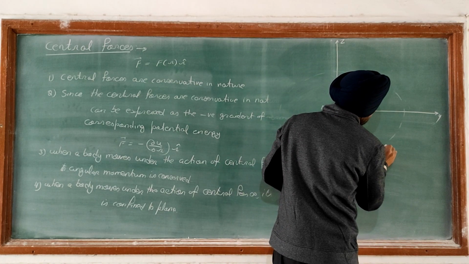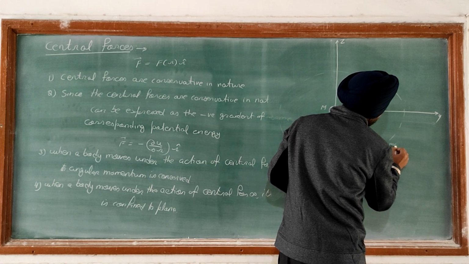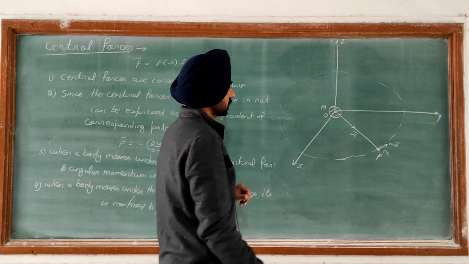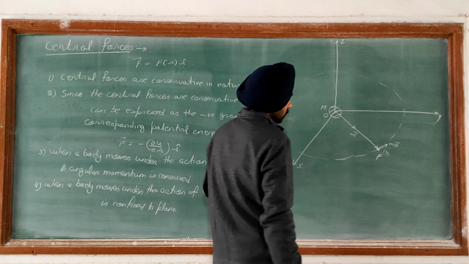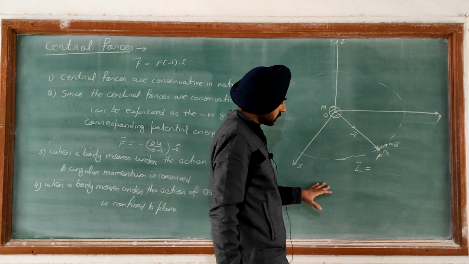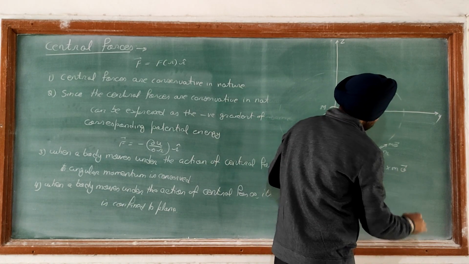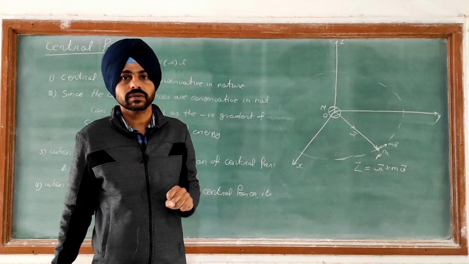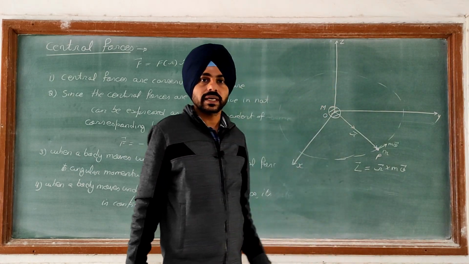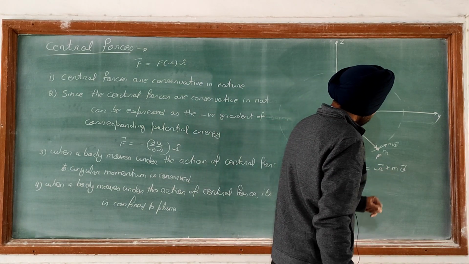Now this is the linear momentum m into v. V is the linear velocity vector. Now by the definition of angular momentum, you know from your senior secondary classes, L is equal to R cross mv. If you have any doubt about the concept of angular momentum, you can write to me. I will try to explain angular momentum and linear momentum. So vector L is R cross mv.